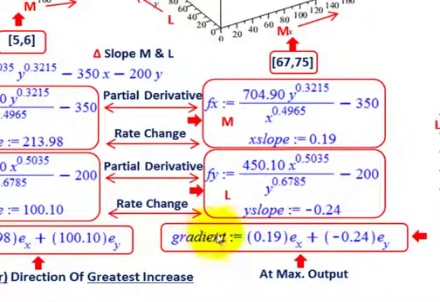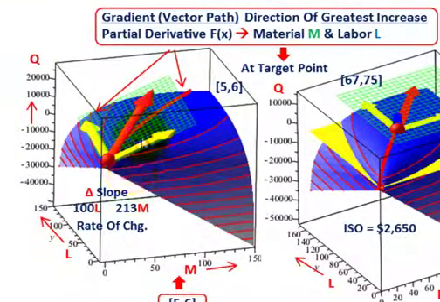So our gradient here is essentially zero, 0.19 in our x direction for material, and slightly negative in our y direction for labor. So we're at our maximum output, and that's really why I wanted to look at both of these cases. Okay, so if we go back up to our diagram, we figured out our gradient vector, the change in slope for our inputs of 5 and 6 in material and labor. I got a rate of change of 100 in labor and 213 in material.